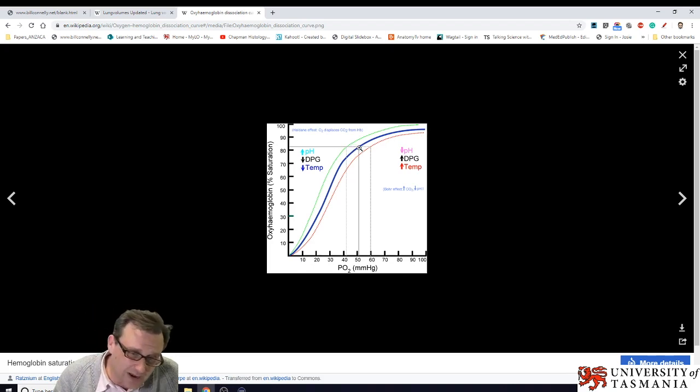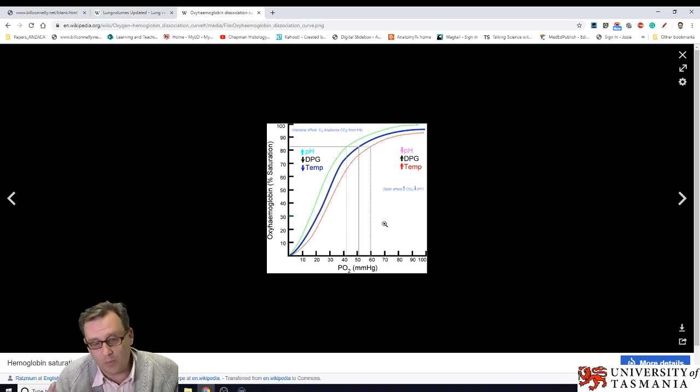But once we get to around, say, 50 millimeters of mercury, so about halfway, we see a pretty rapid decrease in the oxygen dissociation, right? So the ability of oxygen to come off that hemoglobin molecule. And this is what really made me very interested in this when I was in undergrad, right?